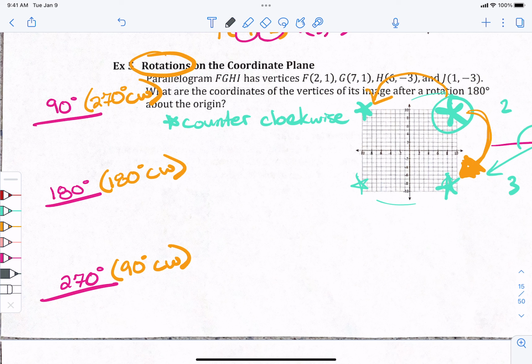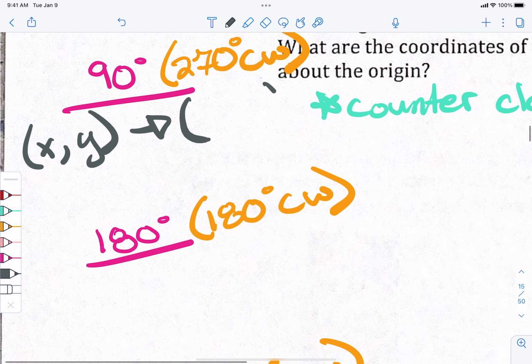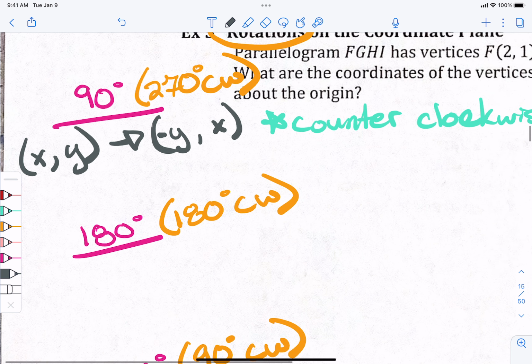The rules for 90. Your x and y coordinates are going to trade places with each other. So it becomes y and then x. You're literally going to flop them. And this coordinate right here becomes negative. If it's already negative, you make it positive. So you flip them, and that first coordinate becomes negative. Okay? Does that make sense? After you flip them, that coordinate becomes negative. The first coordinate becomes negative after you flip it.